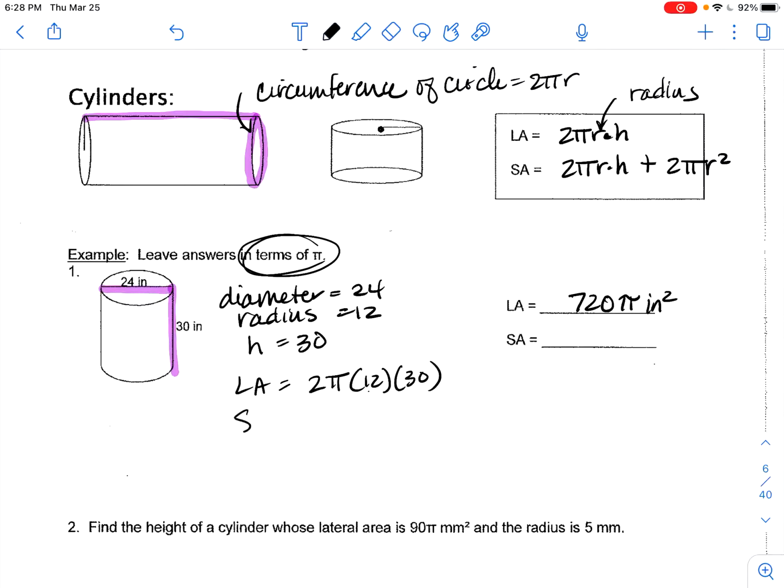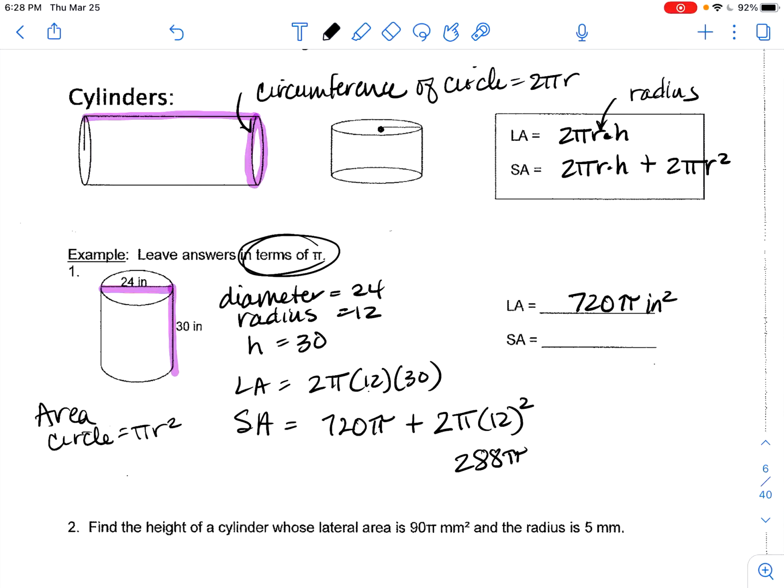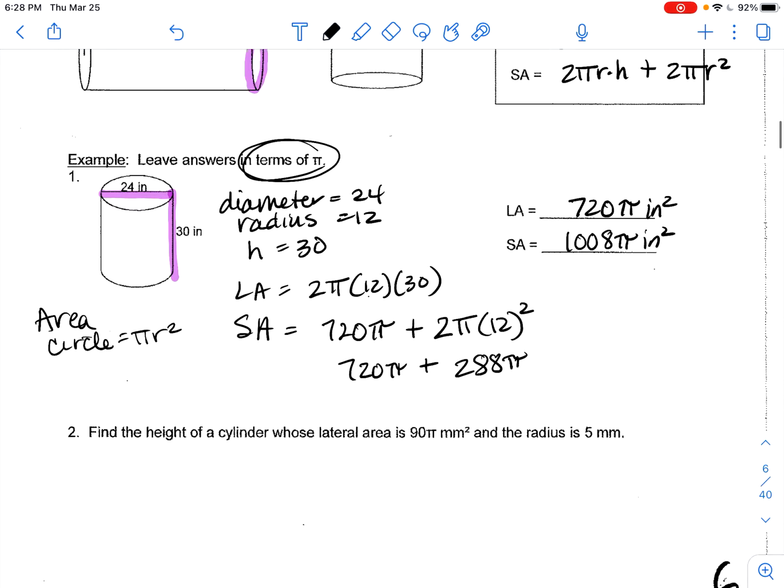And then the surface area is going to be 720 pi plus 2 times the area of the base. And the area of a circle is pi r squared. So 2 times pi times the radius squared. If we figure this, 12 squared is 144 times 2 is 288. So 288 pi plus 720 pi is 1,008 pi inches squared.